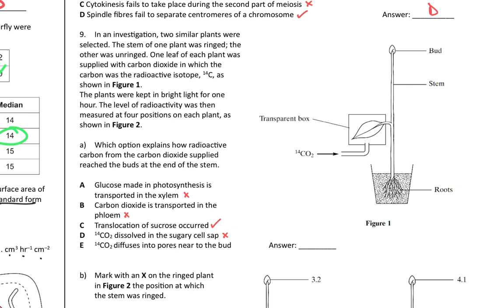So that's no. And radioactive carbon dioxide diffuses into pores near the bud. No, because you can see here it is isolated in this transparent box. So even if E was possible, if buds had pores for some unknown reason, which they don't, it can't be E. So it is C.